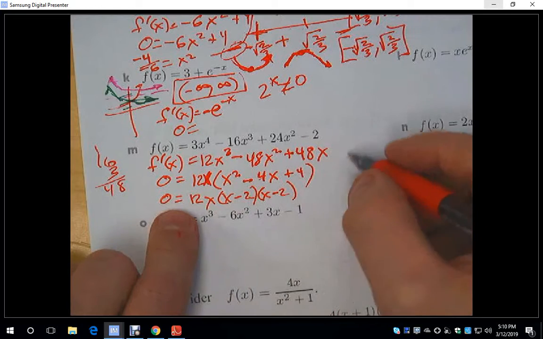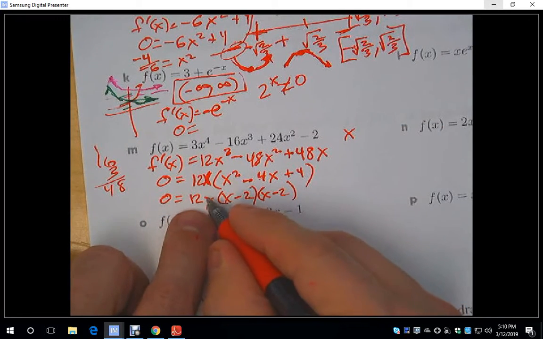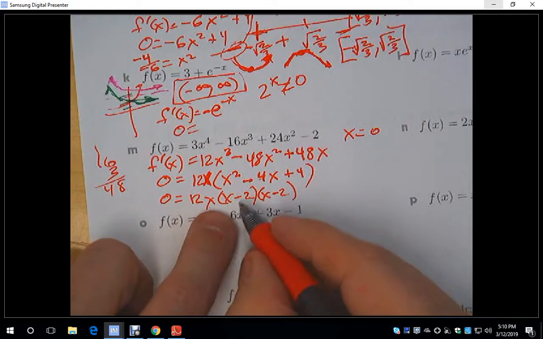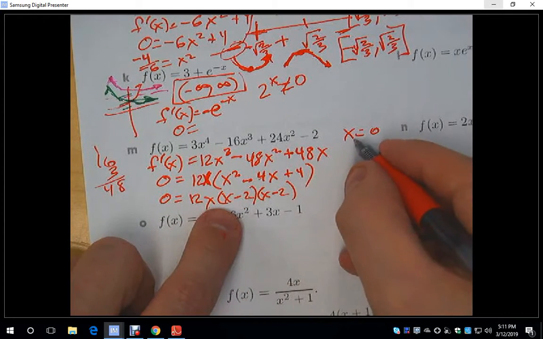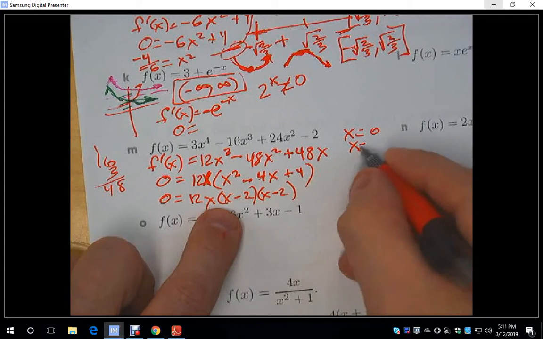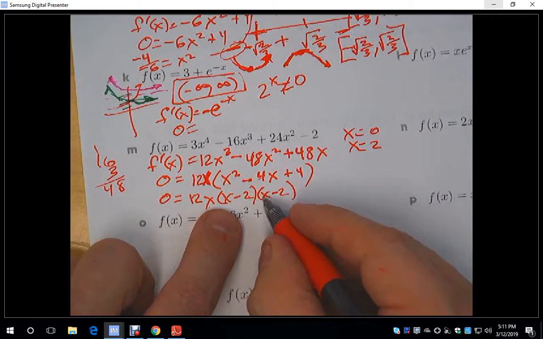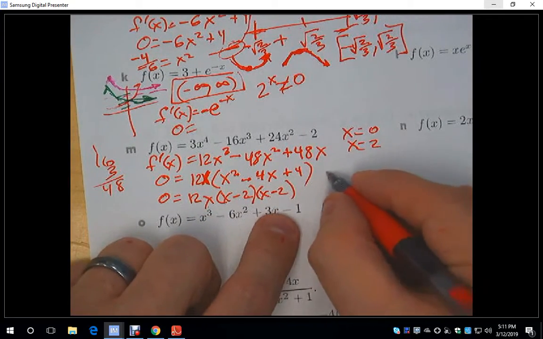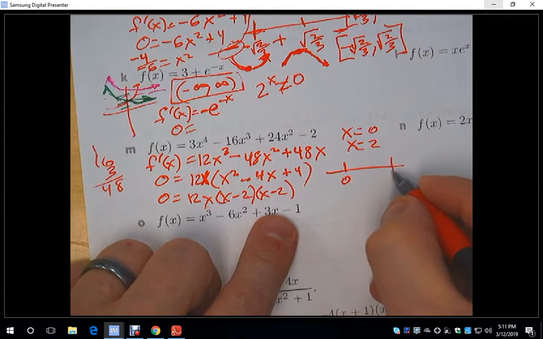So my stationary points are going to be at 0. If this x here is 0, then 12 times 0 is 0, and all of this multiplied by 0 gives me 0. So we have x equals 0. And if this x here is 2, then 2 minus 2 gives me 0, and 0 times the rest is going to give me 0. So I have another stationary point at 2. So I have 2 stationary points, one at 0 and the other at 2.